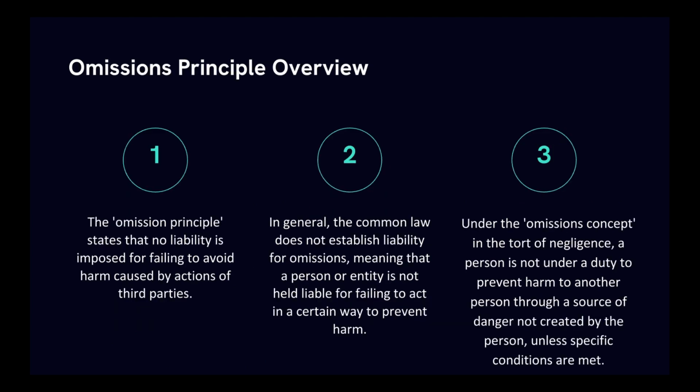Omission principle. The omission principle states that no liability is imposed for failing to avoid harm caused by actions of third parties. In general, the common law does not establish liability for omissions, meaning that a person or entity is not held liable for failing to act in a certain way to prevent harm. Under the omissions concept, in the tort of negligence, a person is not under a duty to prevent harm to another person through a source of danger not created by the person, unless specific conditions are met.